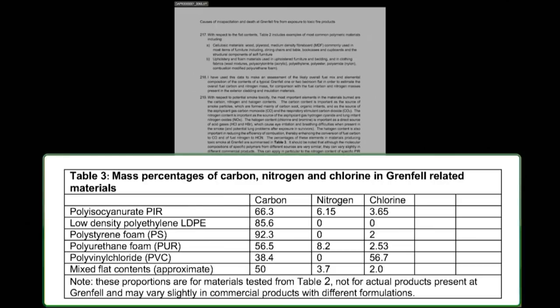And what you've done, if we look at Table 3 on the next page, is you've summarised, I think it's just extracted from the other table, the percentages of these elements, carbon, nitrogen and chlorine here in the materials found. This relates to materials found at Grenfell, but also mixed flats contents. Does it follow that the percentages you give here are the percentages of these elements that will be produced when a sample of that combustible material is burnt completely? Basically what that means is that these are the percentages in the pedigree material before it's burned. If it's all burned and 100% is burned, then all of those masses of elements or percentage of elements per unit mass will come off as combustion products. I think that was a yes.